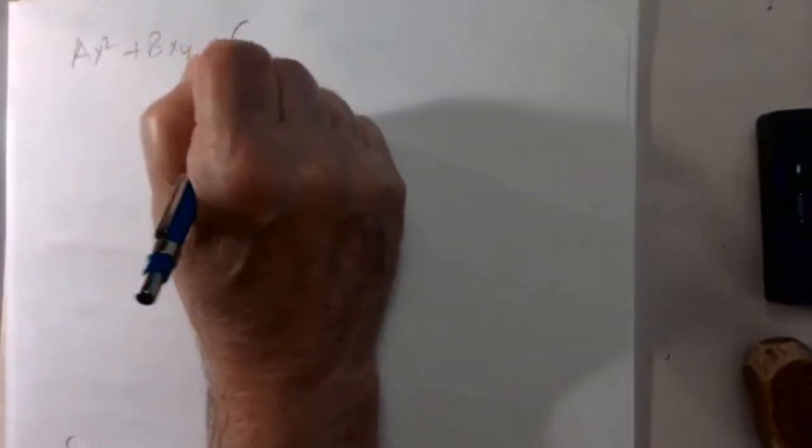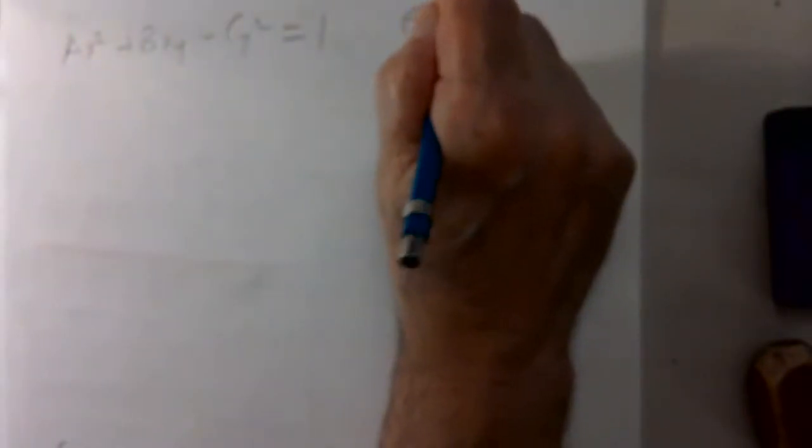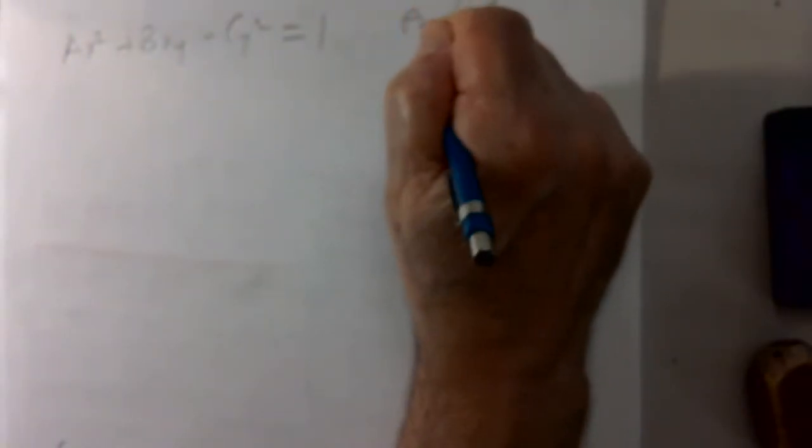Suppose we had an equation ax squared plus bxy plus cy squared equals, I'll say, 1. And we want to graph this equation.